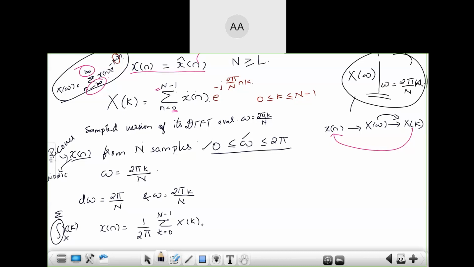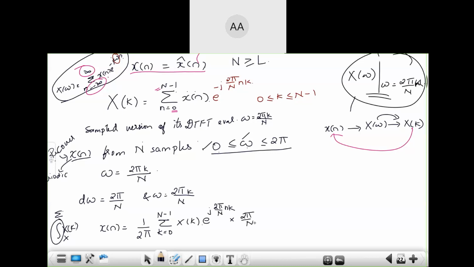2 pi by N into k. Yeah, so this is not minus, it is plus, right? e power j into 2 pi by N into nk. You have d omega also. So what do you do for the d omega? d omega is replaced by 2 pi by N.